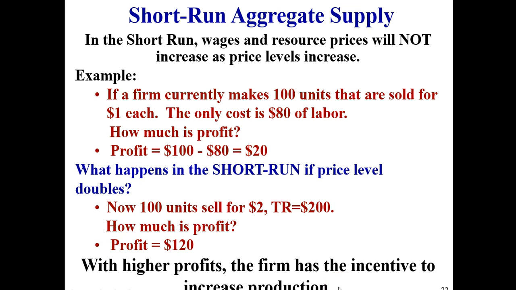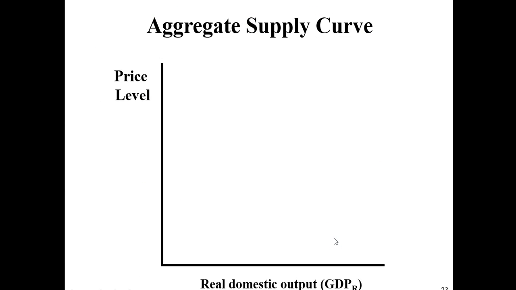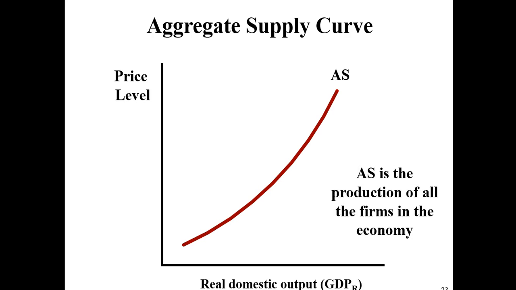So with higher profits, then the firm has the incentive to increase production. So the aggregate supply curve then looks like this. And aggregate supply is the production of the firms in the economy.